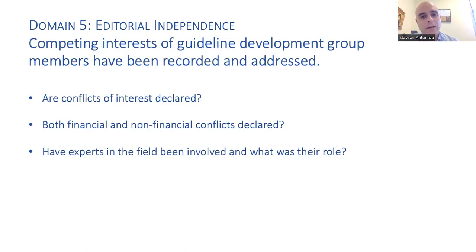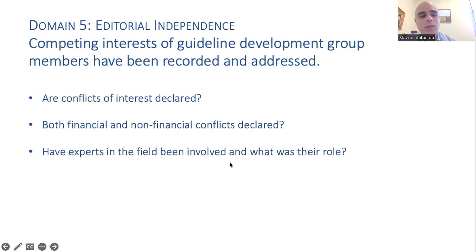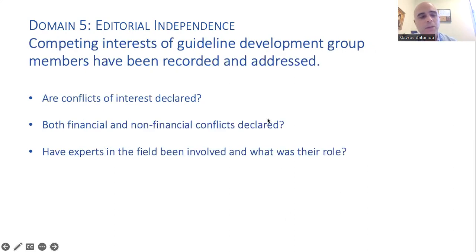Competing interests of guideline development group members have been recorded and addressed. So the previous item had to do with the funding source, right, with the funding body. But what we have already outlined is what we discussed before, right? So we need to make sure that there is no non-financial bias or any kind of bias with regards to the funding body and among members of the guideline development group, right?